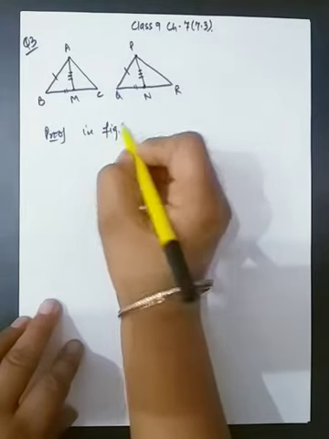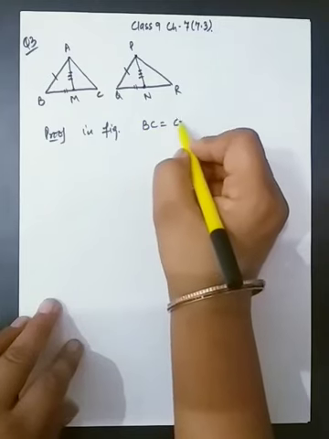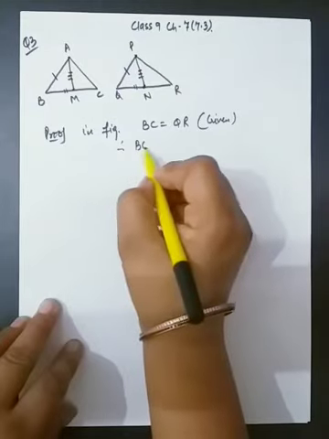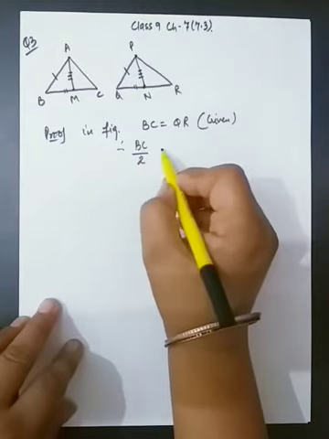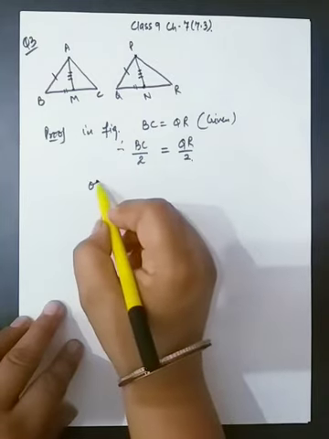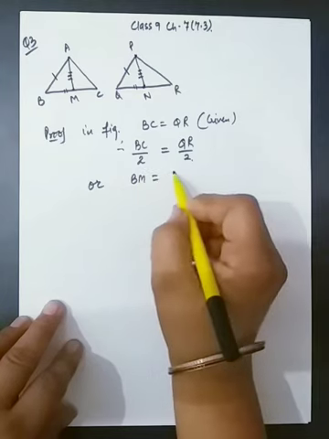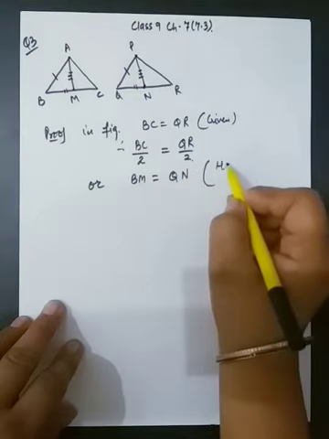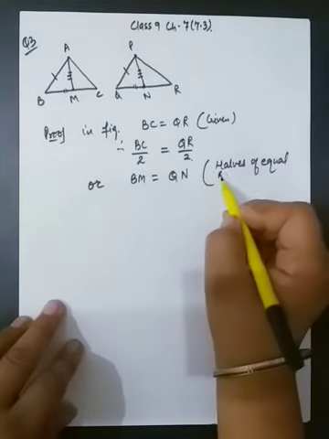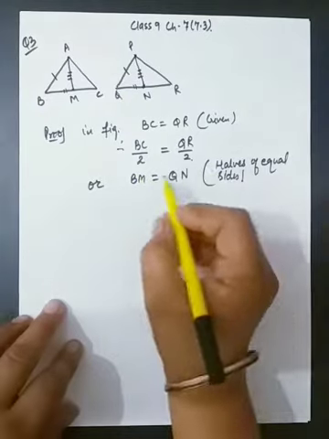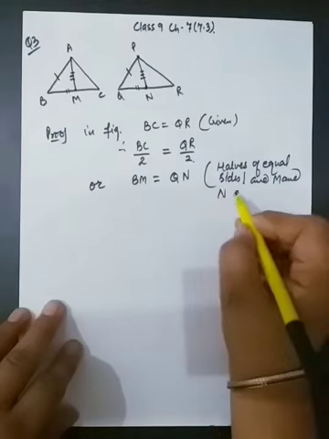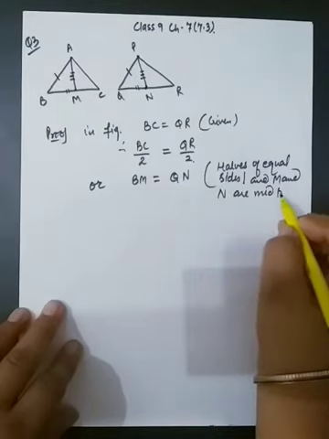In figure, BC is equal to QR. यह आपको given है. Therefore, if two sides are equal then their halves will also be equal, or we can say BM is equal to QN because these are halves of equal sides. और ये equal क्यों हुए? Because M and N are midpoints.